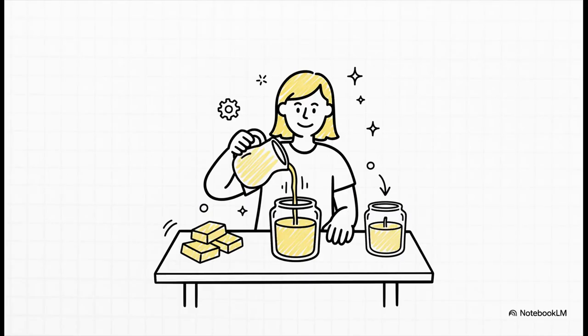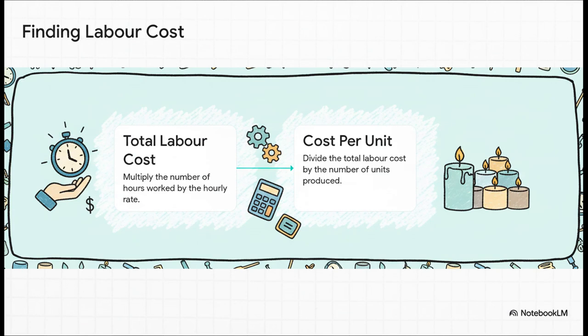Now for our second building block, labor cost. This is what you pay the people who are physically taking those raw materials and turning them into the awesome product you sell. And the process here is just two easy-peasy steps. First, you figure out the total amount you paid for a production run. Then, you just divide that total by the number of things you made. That's it. That gives you the labor cost for one single item.